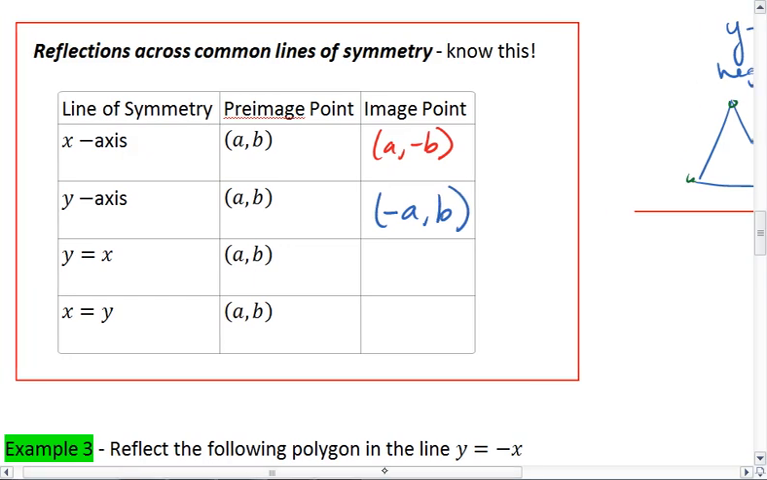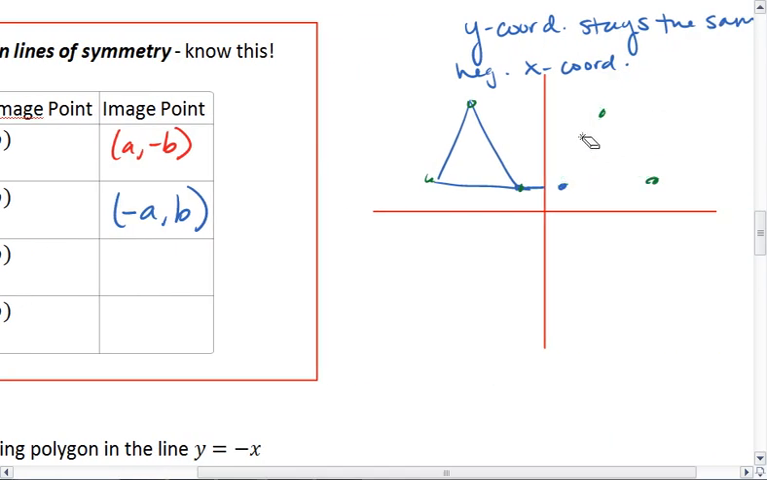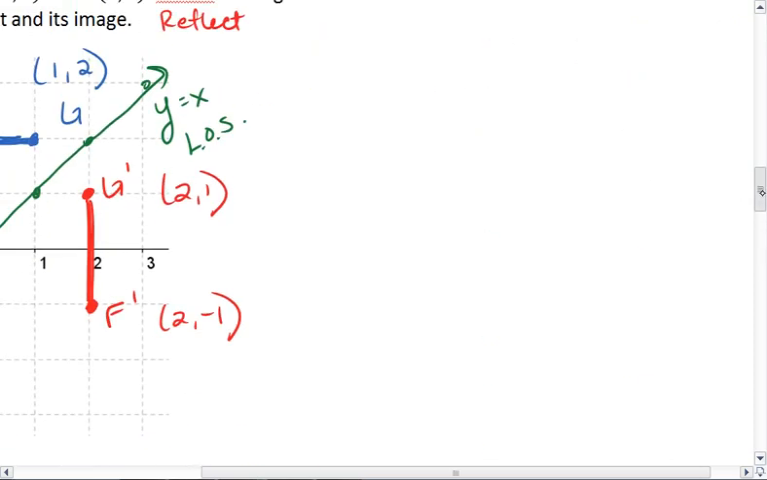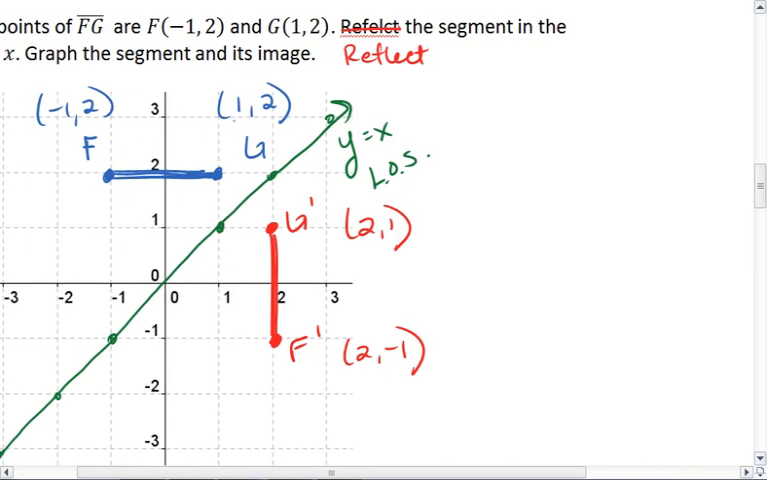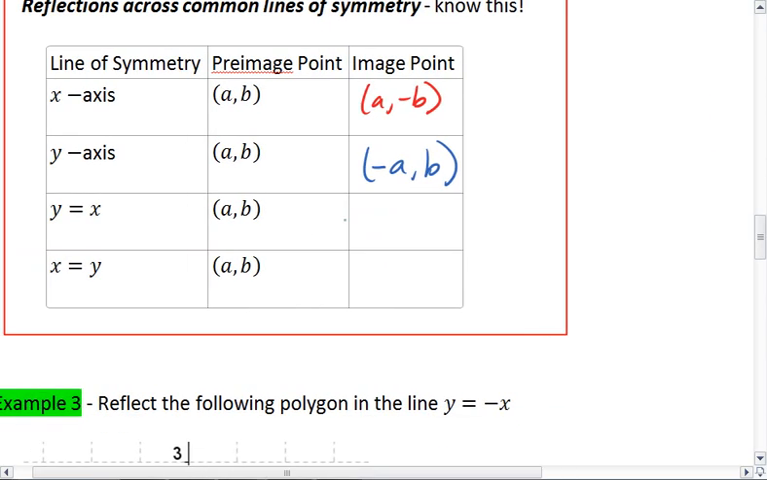Okay, next. We already saw what happens when we reflect across the line y equals x. We saw that above. What happens with all of our ordered pairs is the x and y switch spots. So if the original point is A, comma B, then my image point is B, comma A.